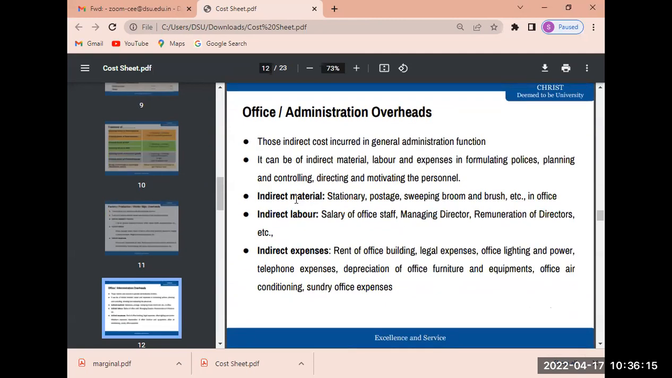Office expenses, we already discussed: rent of office building, legal expense, office lighting and power, telephone charges, depreciation of office furniture, office air conditioning expense, sundry office expenses. Materials may be stationery, postage, sweeping broom and brush, etc. used in office. Labor may be salary of office staff, managing director, remuneration of director. These are all examples of indirect labor under office. Okay.